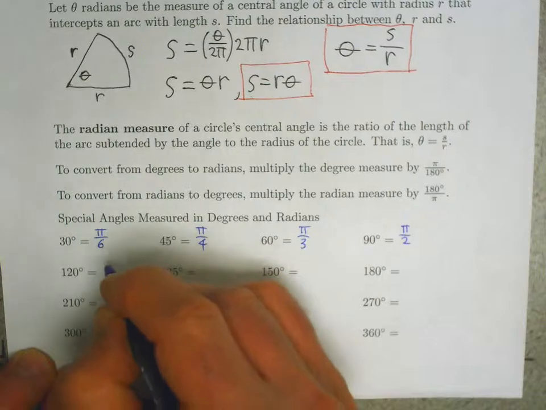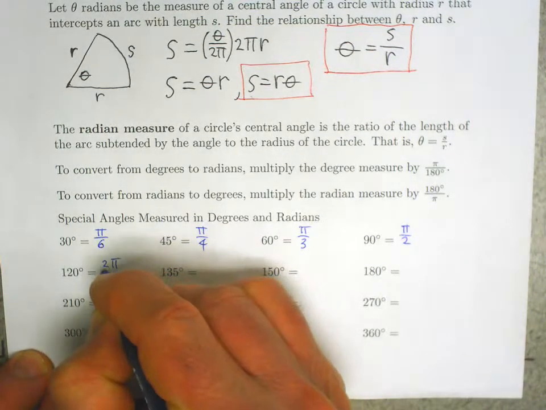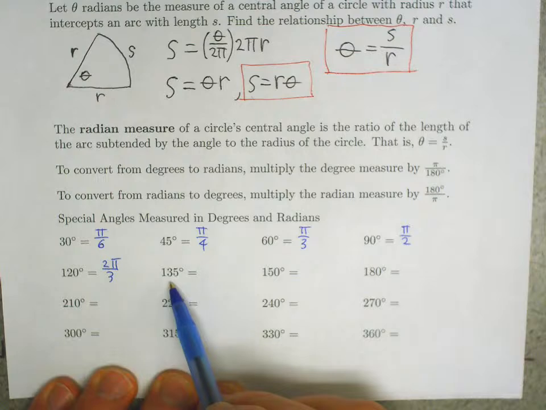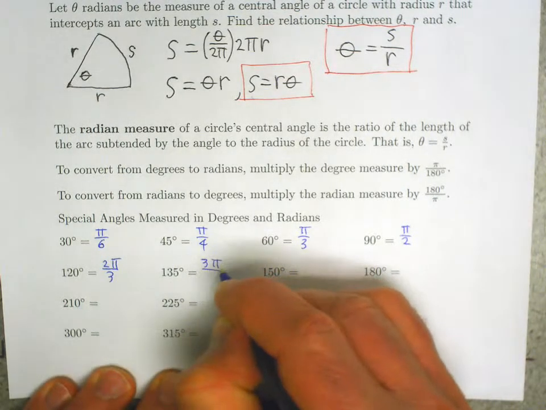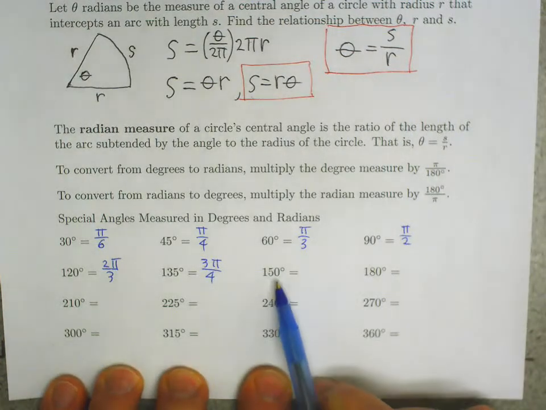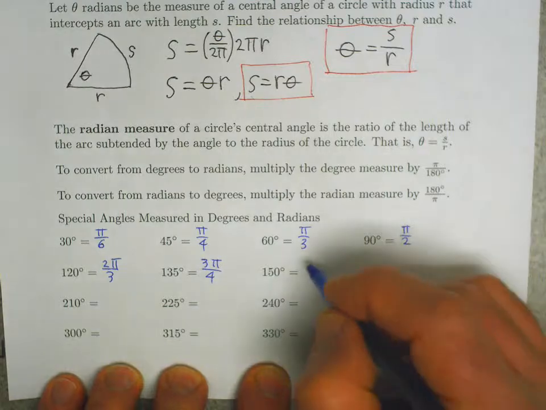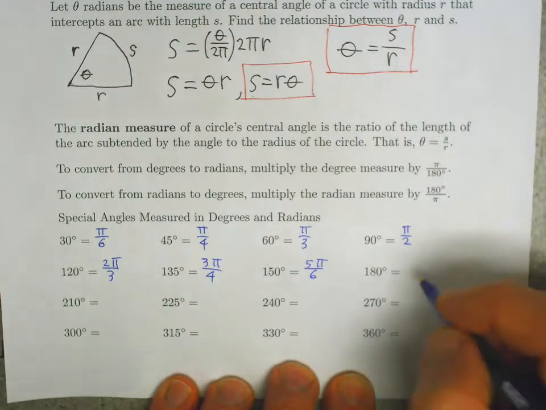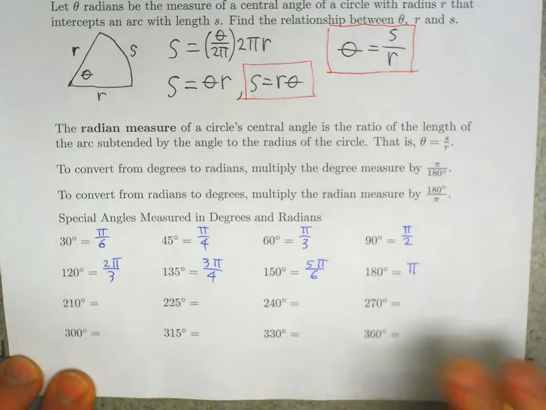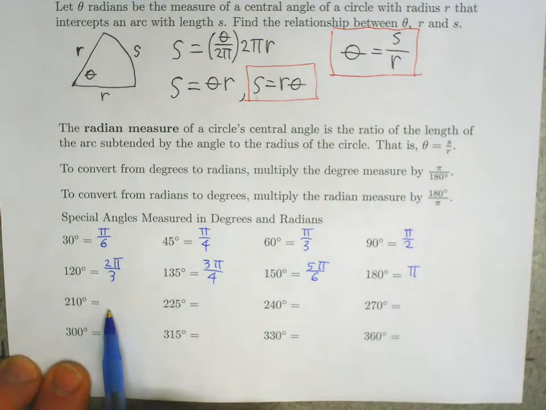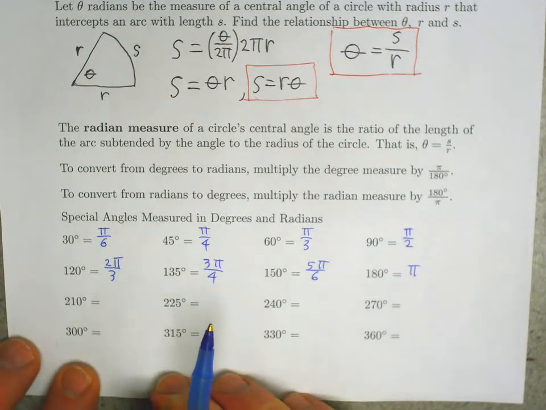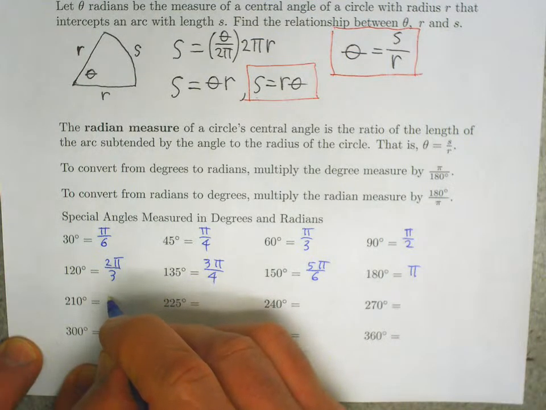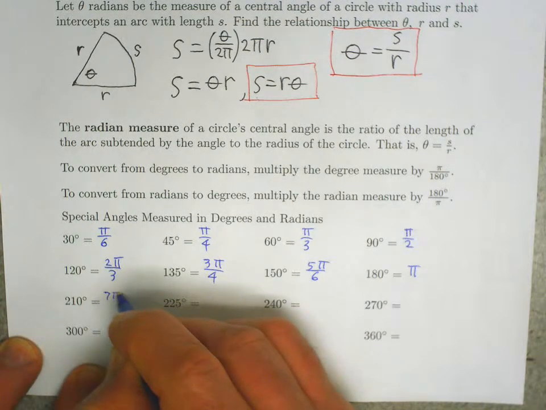120 degrees is 2 pi over 3. 135 degrees is 3 pi over 4 radians. 150 degrees is 5 pi over 6 radians. And 180 degrees is pi radians. 210 degrees: well, this one is 30 degrees more than pi, so this is going to be 7 pi over 6.